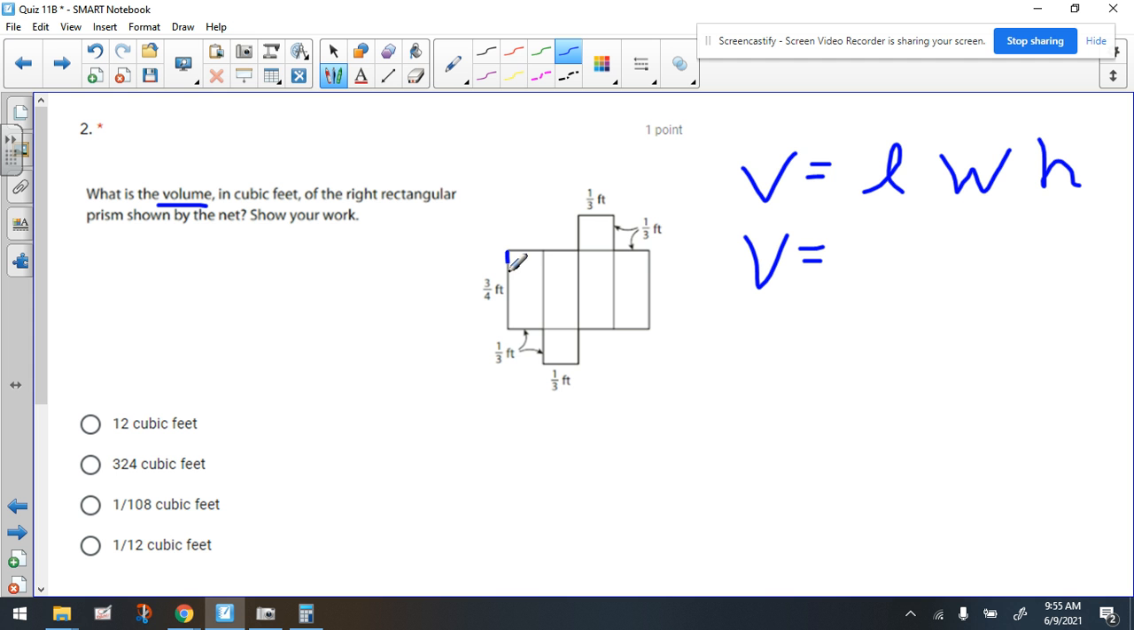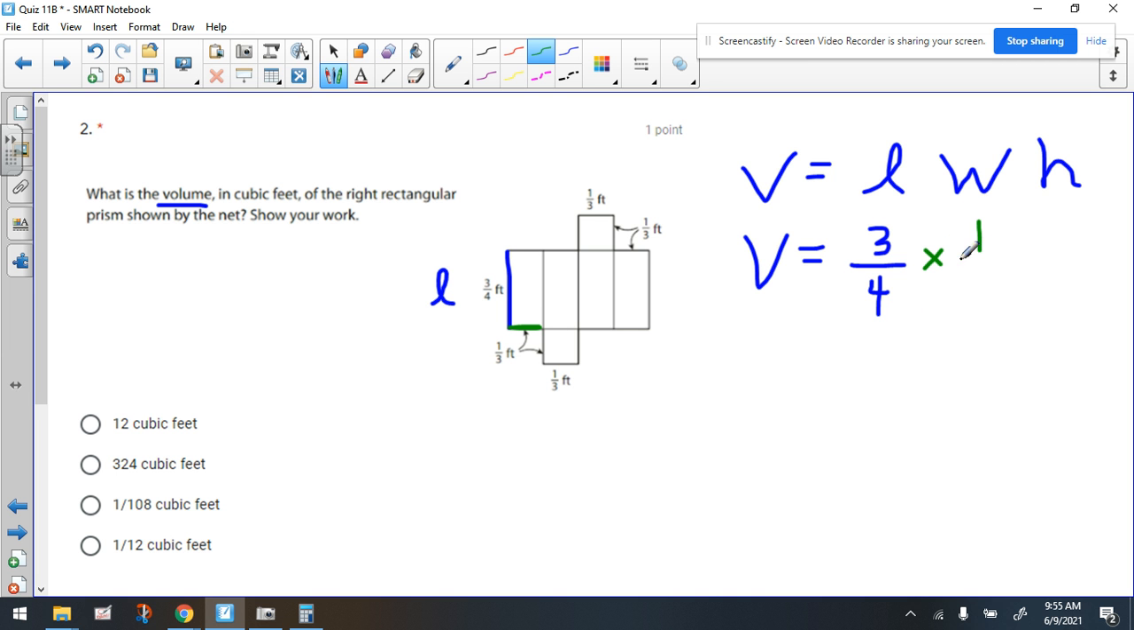So let's pick what we think is the longest number to be the length, and that would be represented right here. So let's call that the length. I'm going to put an L next to it so we keep track on our net. All right, now for the width, why don't we call this number the width right here? So that would be 1/3 of a foot, right? Because they're showing you a little arrow saying that that line is 1/3 of a foot.